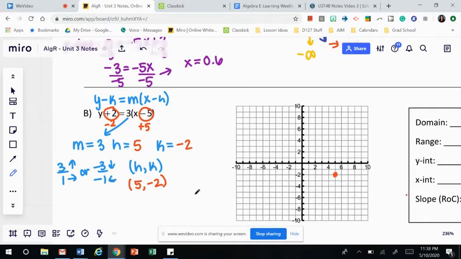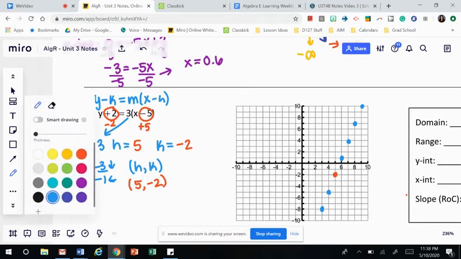So we're going to go up 3, count up 3 boxes, 1, 2, 3, right 1 box, and keep going until we can't fit that any longer. Okay, now I'm going to count my slope in the other direction. So I'm going to go down 3 and left 1. And connect those points to form a line.